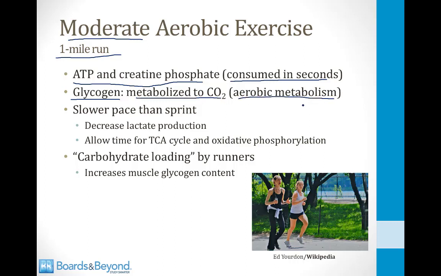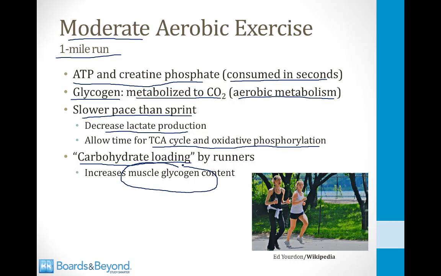As a result of waiting for these slower pathways, you have to run at a slower pace than in a sprint. But this is nice on your body because there's less lactate production and it allows time for the TCA cycle and oxidative phosphorylation to occur. And you may have heard of runners who do what's called carbohydrate loading. This means they eat lots of carbohydrates before a run. And what they're trying to do is increase the amount of muscle glycogen so that they have more glycogen available for providing fuel during a jog.